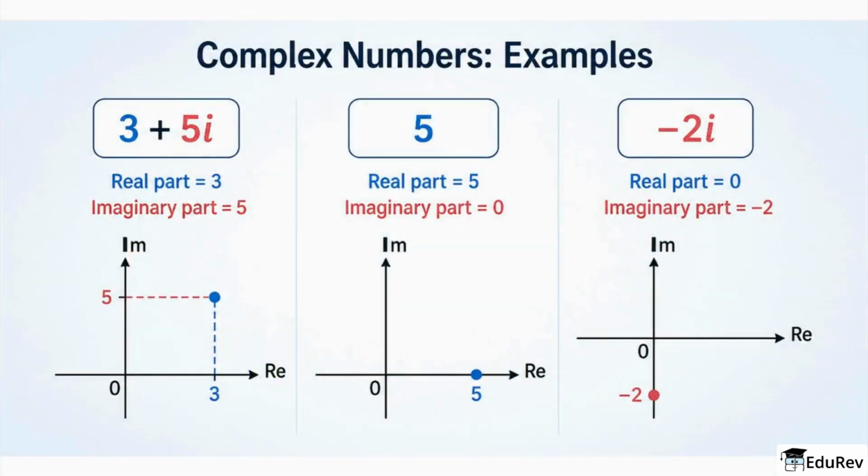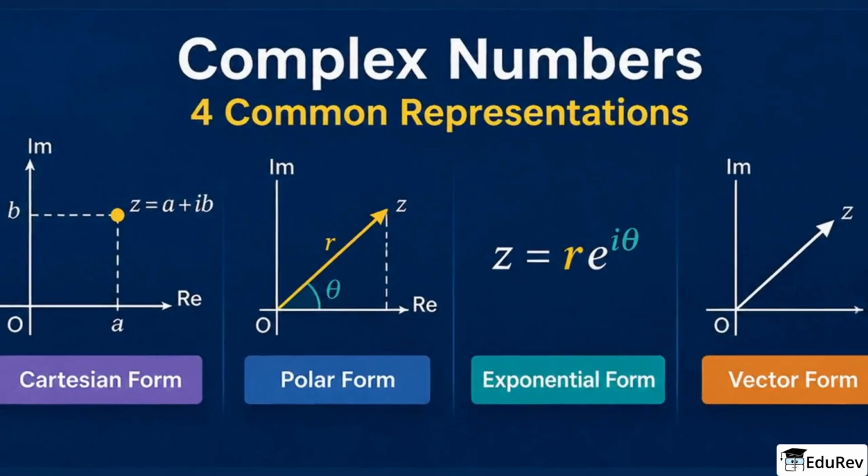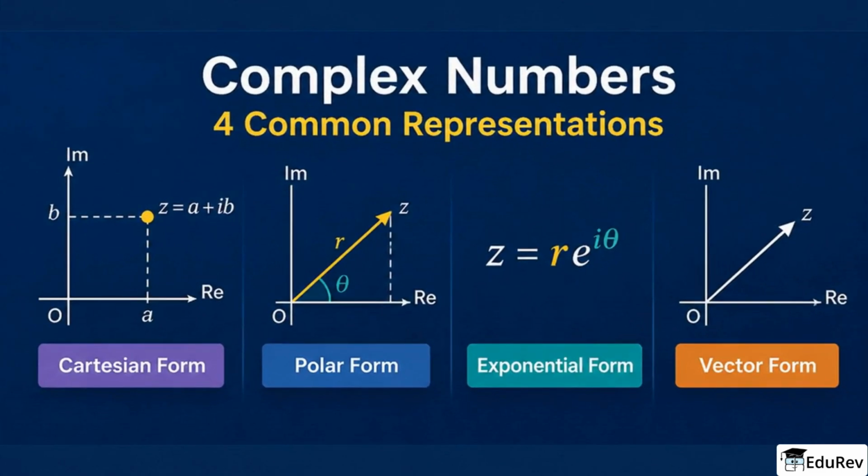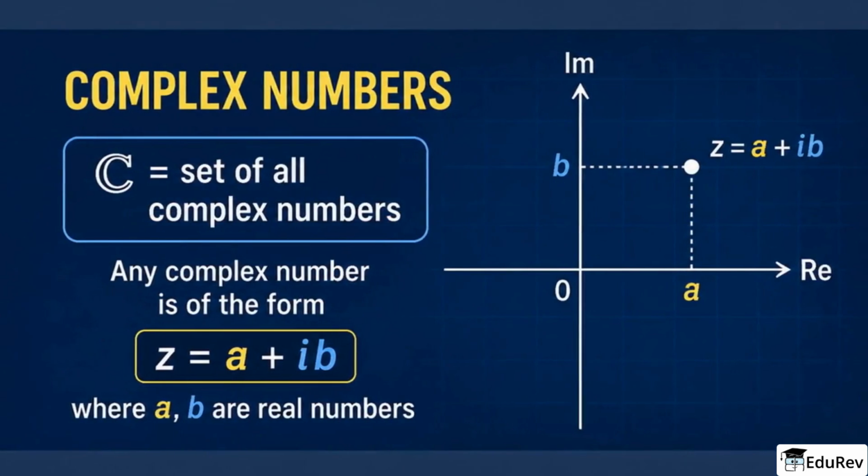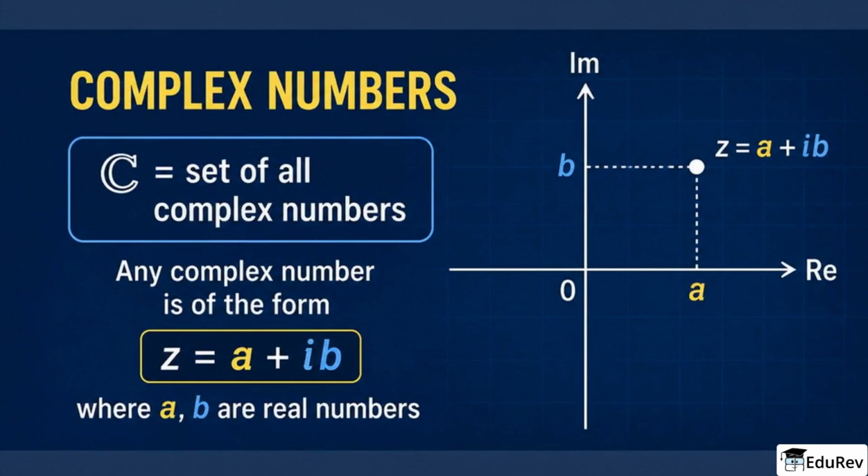For example, 3 plus 5i has real part 3 and imaginary part 5. 5 is purely real with imaginary part 0, and minus 2i is purely imaginary with real part 0. We can represent complex numbers in 4 common ways: the Cartesian form, the polar form, the exponential form, and as vectors.